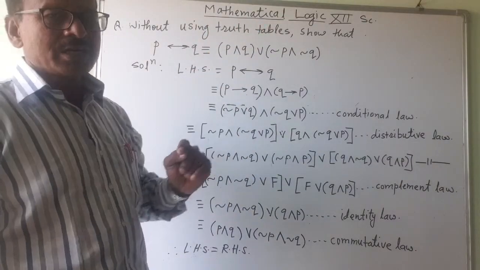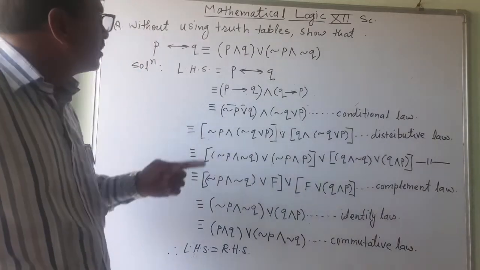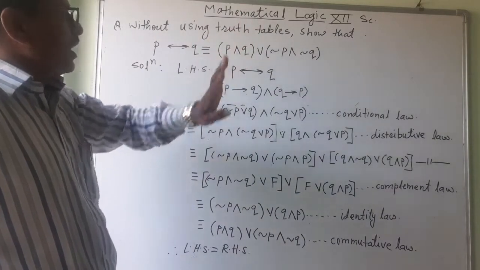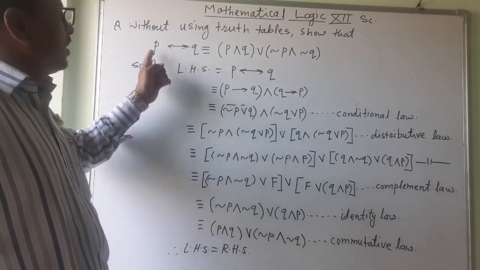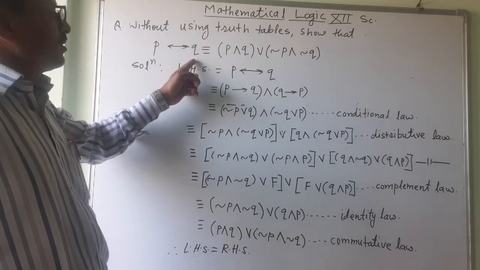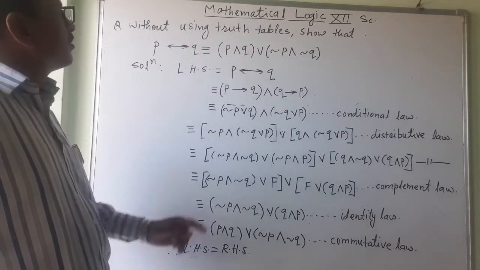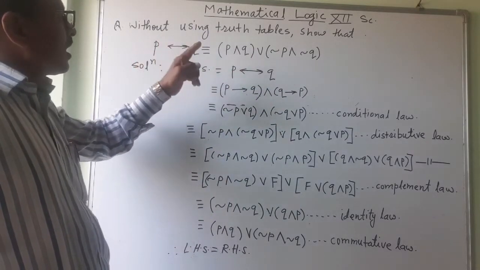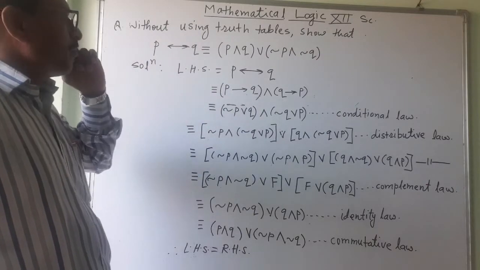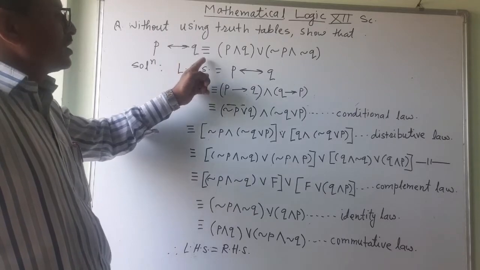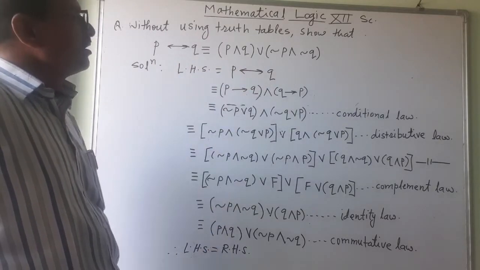Mathematical Logic, Standard 12. Without using truth tables, show that P double implies Q is equivalent to this. This question may be asked as: prove that P double implication Q is equivalent to this.